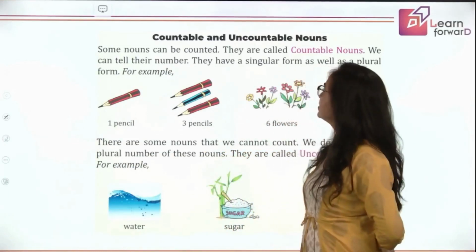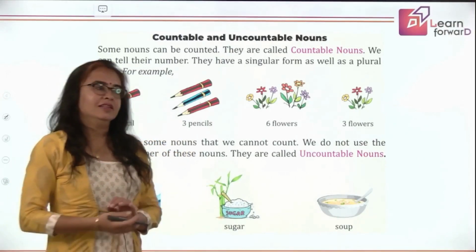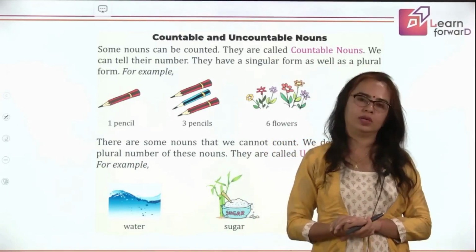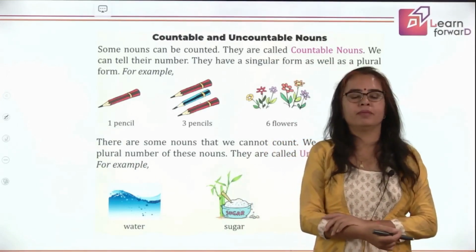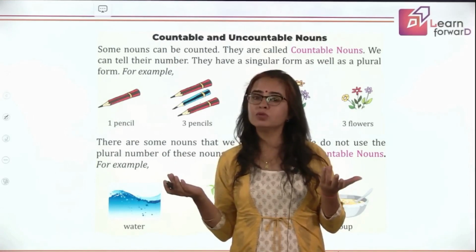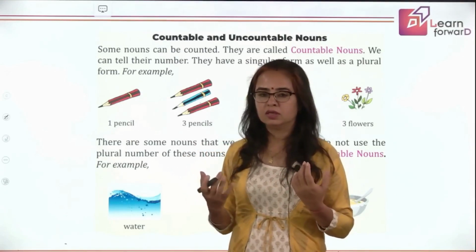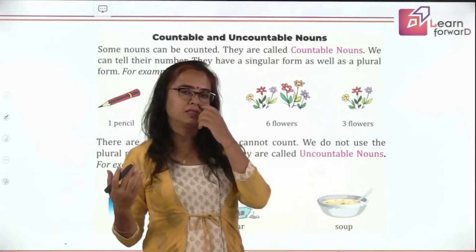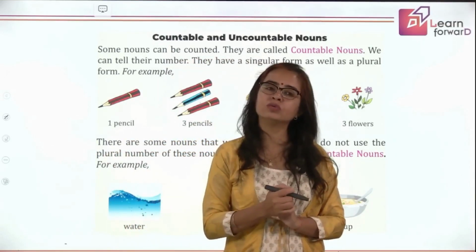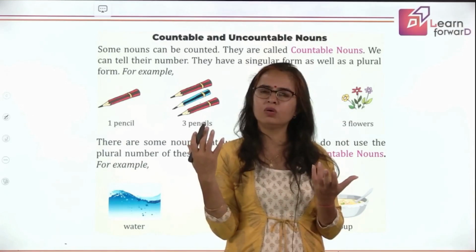Another exercise? No, that's countable and uncountable nouns. This is what helps you in making singular and plural, right? So what you should remember is countable means something you are able to count. That means anything that we can count. Any noun that we can count is countable. And uncountable is just the opposite, that you cannot count. What do you mean by this?